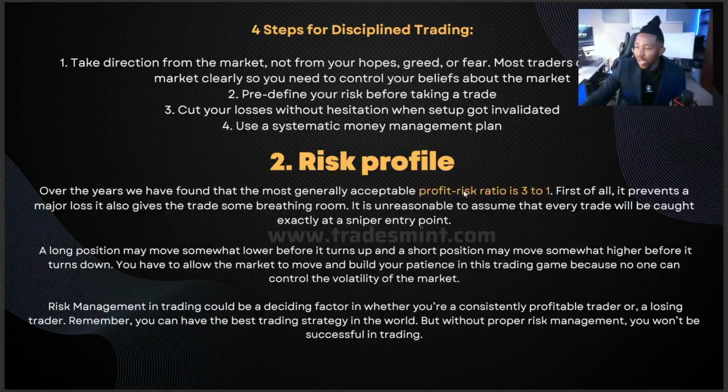Exactly. Having a 3:1 profit risk ratio means that if you're going to take one major loss, you're going to take profit 3 times based on that very same entry. So this is what it means, guys. We're going to cover it as we go along with the course, and dive deeper into how to apply the profit risk ratio properly in the market. A long position may move somewhat lower before it turns up, and a short position may move somewhat higher before it turns down.